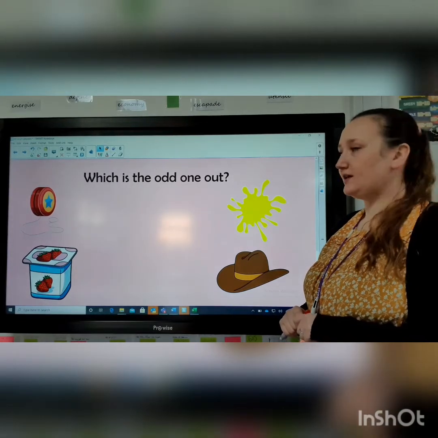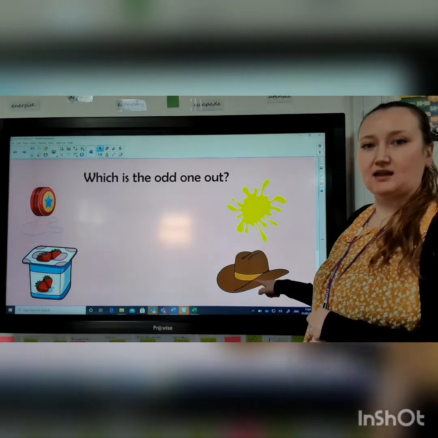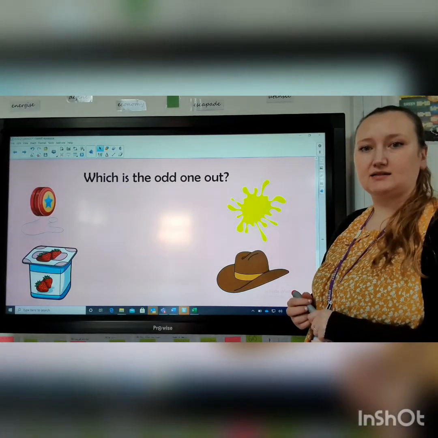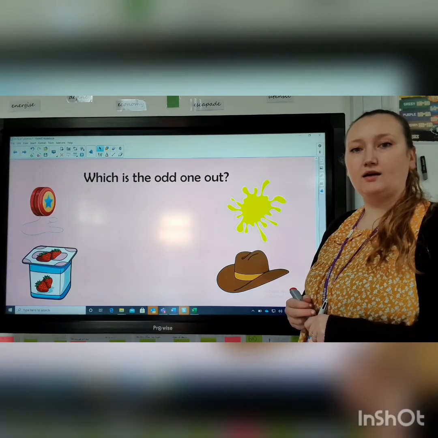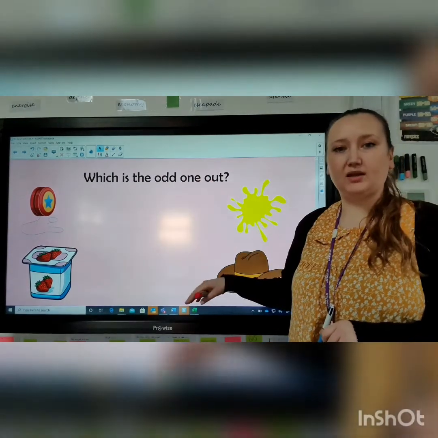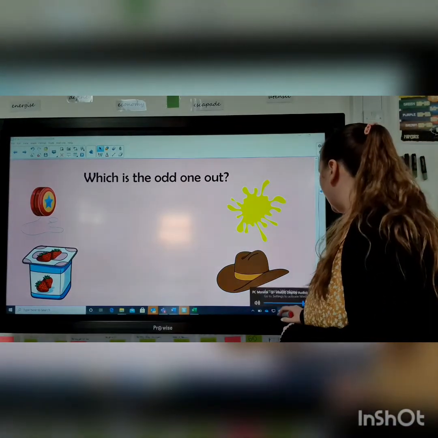A little sound effect there. So which one is it? It's the hat. Why is it the hat? Because hat begins with the phoneme h, okay? And all of the others begin with the phoneme y, okay? Brilliant.